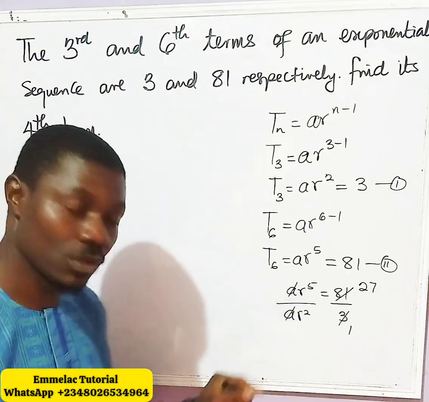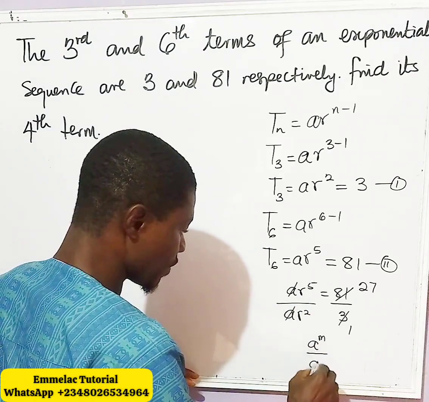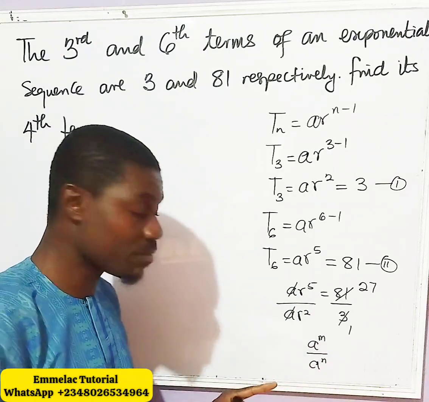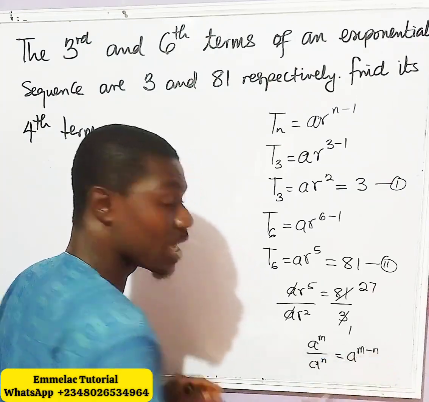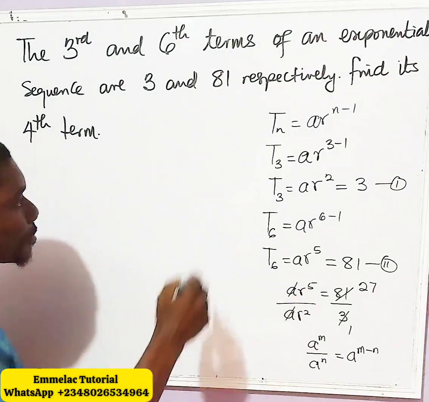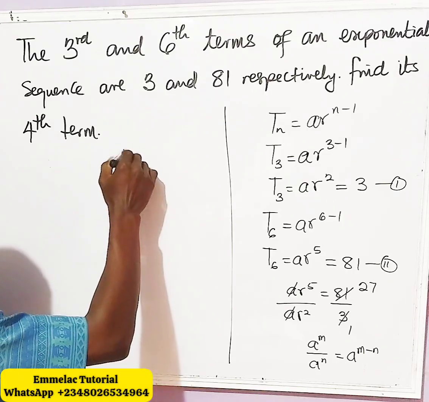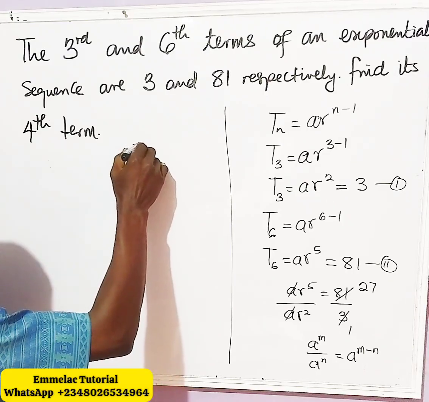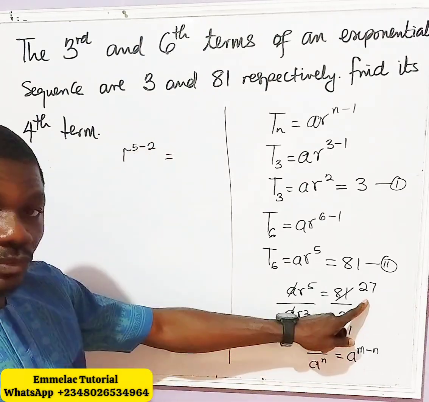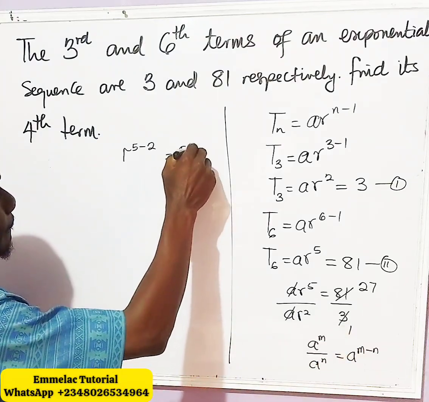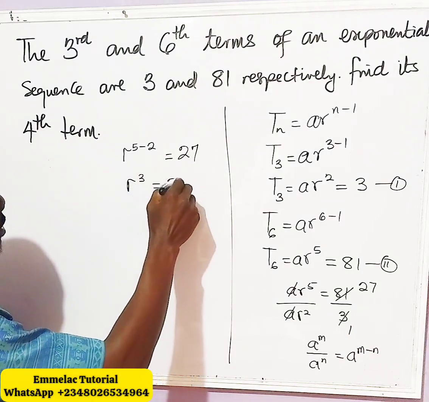Take note that according to the law of indices, if you have a raised to m all over a raised to n, as long as they have the same base, this gives us a raised to m minus n. Applying that rule here, we have r raised to 5 minus 2 equals 27. So r raised to 3 equals 27.